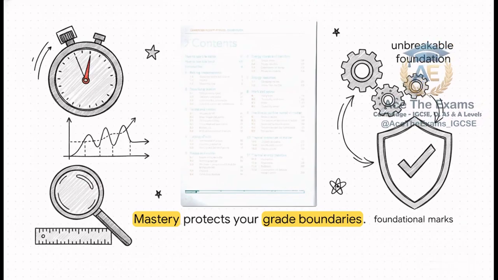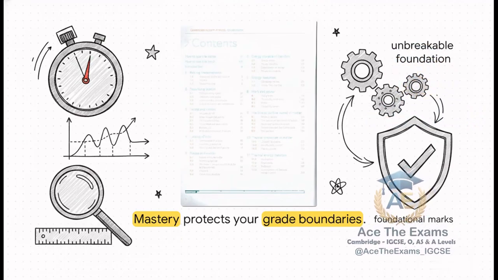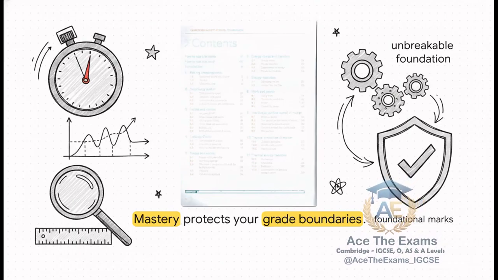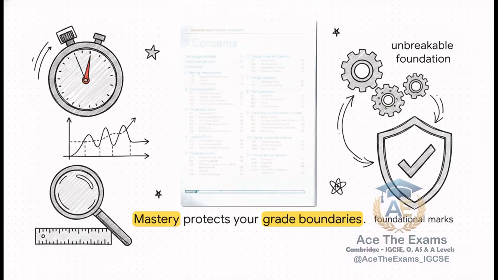Before we move on, think about checking for 0 error on a micrometer screw gauge. If the jaws are closed and it reads 0.02 millimeters instead of 0, and you forget to subtract that from your final reading, your entire data table is corrupted. Identifying that one little foundational error builds an unbreakable foundation for the rest of your 0625 syllabus.